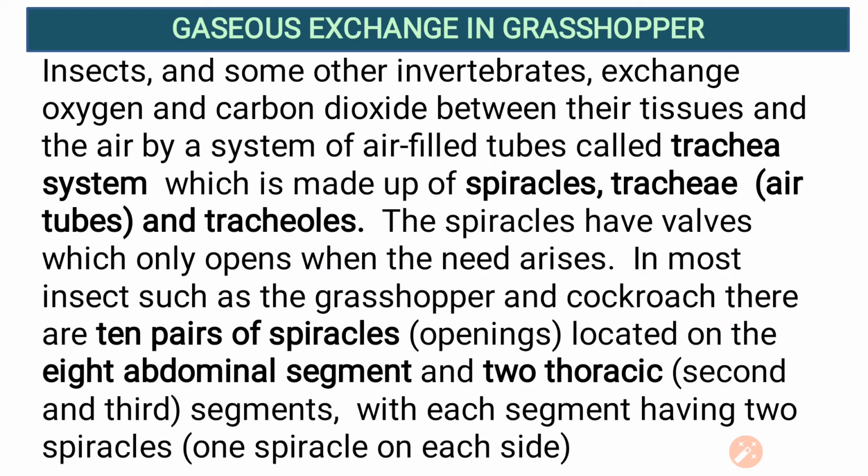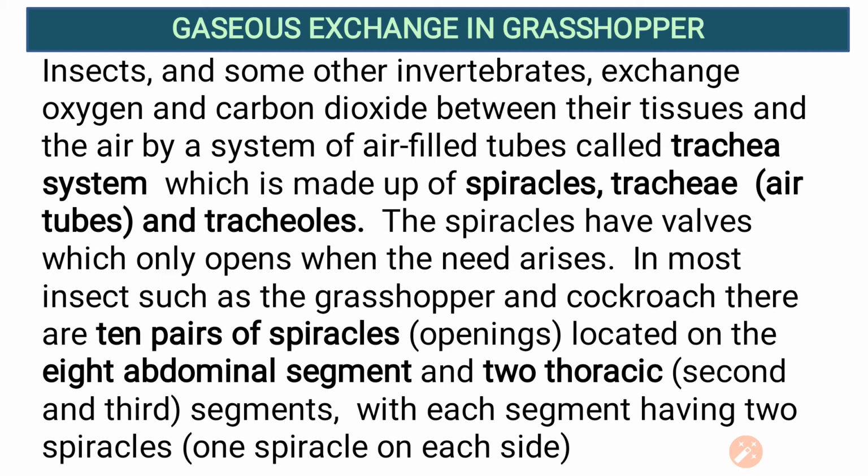Let's now look at that of the grasshopper. Grasshopper is classified as insecta, which of course is an insect. Insects and some other invertebrates exchange oxygen and carbon dioxide between their tissues and the air by a system of air-filled tubes called the tracheal system. Alright, so that is the name for it. The tracheal system is made up of spiracles, trachea, and then you have your tracheoles as well. Now the spiracles have valves which only open when the need for oxygen arises.